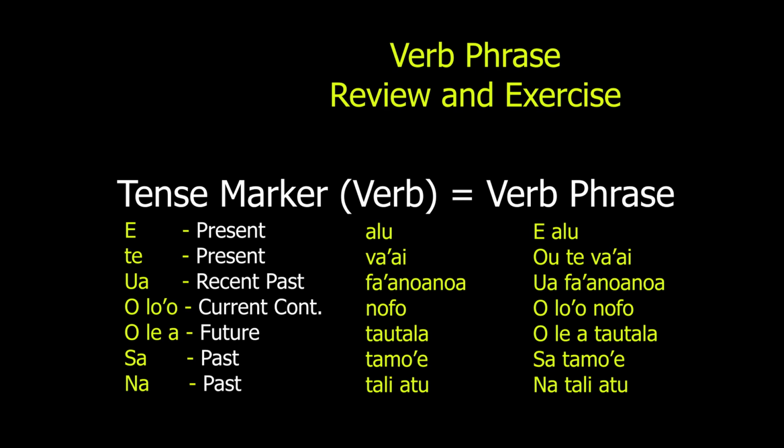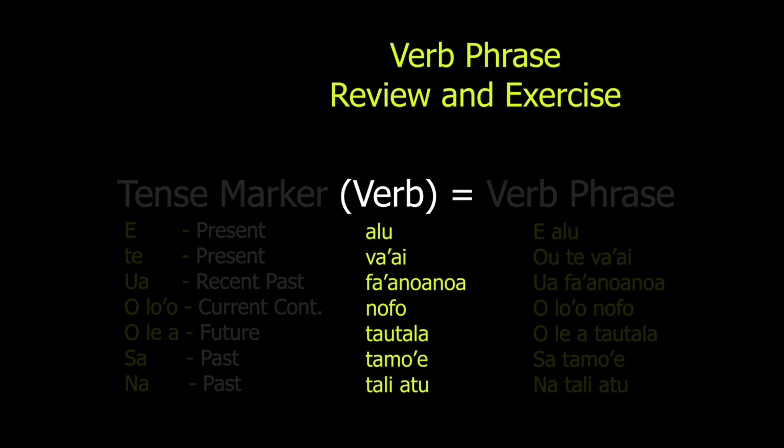By now you know that the verb and the tense marker work together to create a verb phrase. Here's an exercise to help you with your verb phrases. Learn as many words as you can that can operate in the verb phrase. Remember, in English, verbs are only action words like run and jump. But in Samoan, you can also use description words like helpful, happy, or sad.